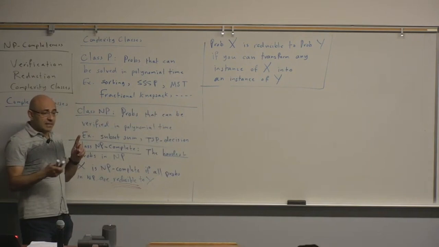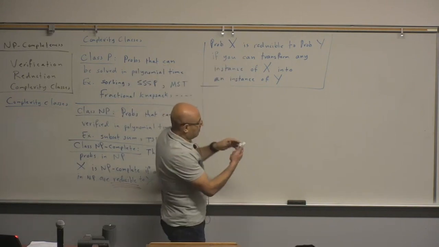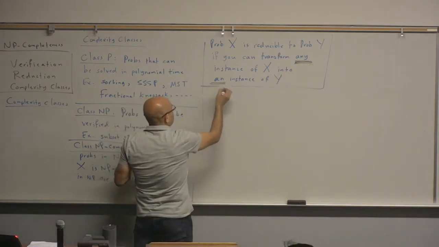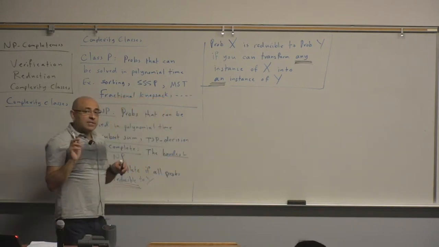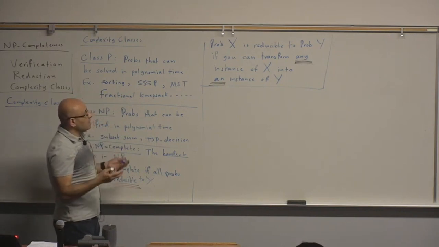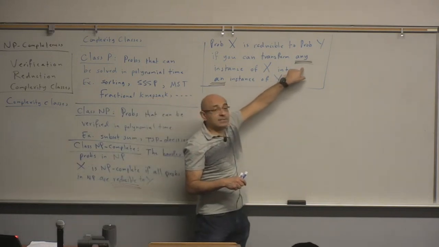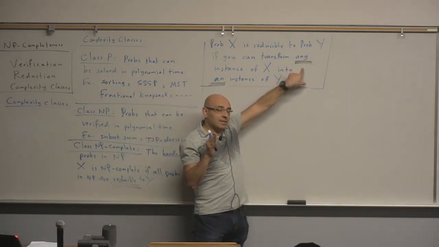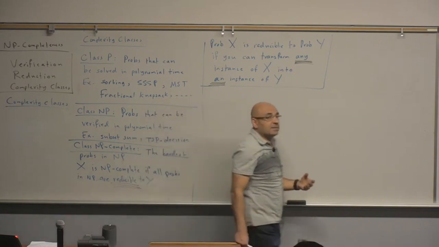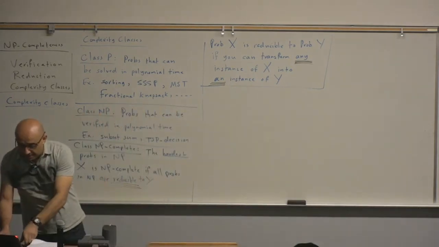Now, one thing about reduction is that when we say that x is reducible to y, so that we can transform any instance of x to an instance of y, what's interesting about this is it does not imply that the transformation can be done in the other direction. So you don't have to cover all instances of y. You only need to cover all instances of x. So every instance of x must be reducible to an instance of y, but you don't have to cover all instances of y. You have to cover all instances of x.